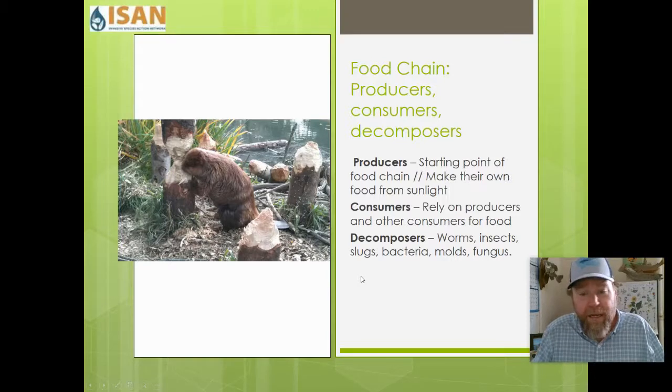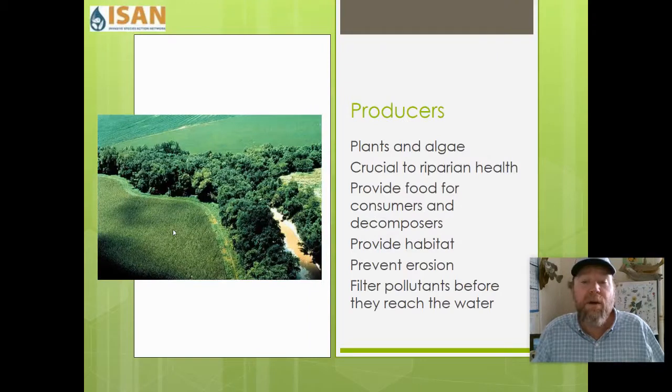Decomposers. Decomposers have a vital part in the food chain. They break down matter, which is usually dead matter like dead leaf matter, dead grass, dead animal matter, animal waste matter. They break that down so that the nutrients can be absorbed back into the soil. And those include worms, insects, bacteria, fungus, mold, slugs, and other things. So producers make their own food from sunlight, and they are key to the riparian zone because the riparian zone is made up of green plant life.